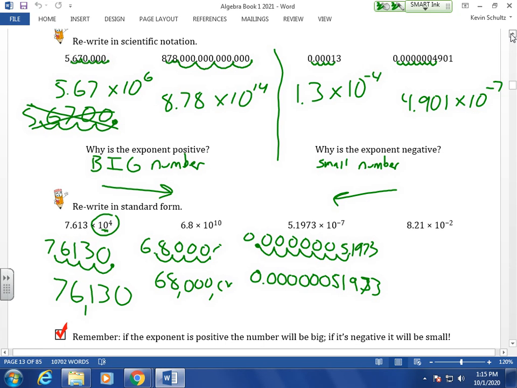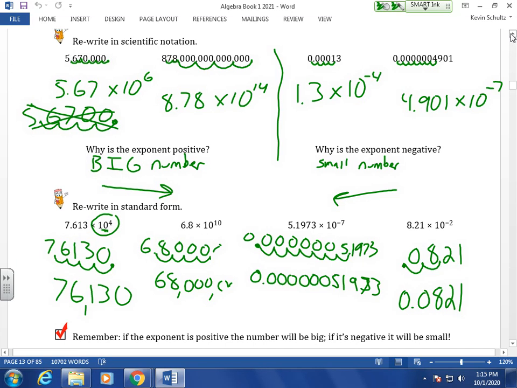Finally, 8.21 times 10 to the negative second. I entered the page on a short one so we can fit it here. But we're moving the decimal to the left because the power is negative. It's moving twice, dividing by 10 twice. Fill in our empty spaces with zeros. And we get 0.0821.